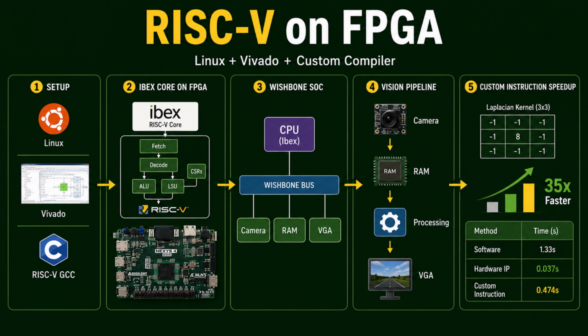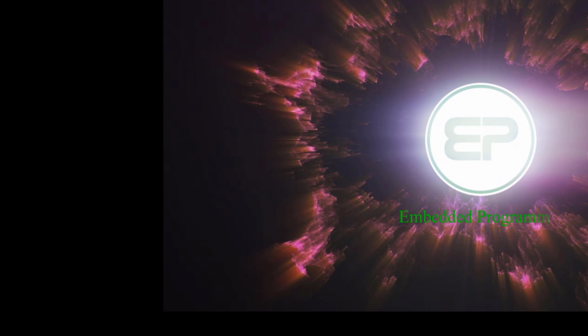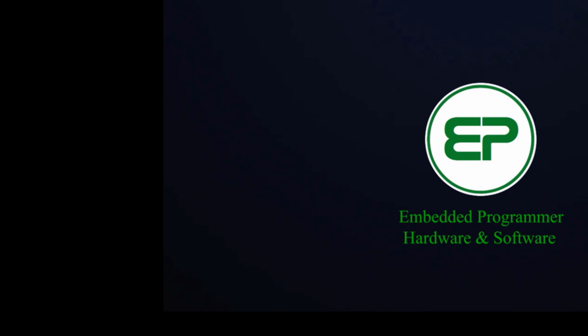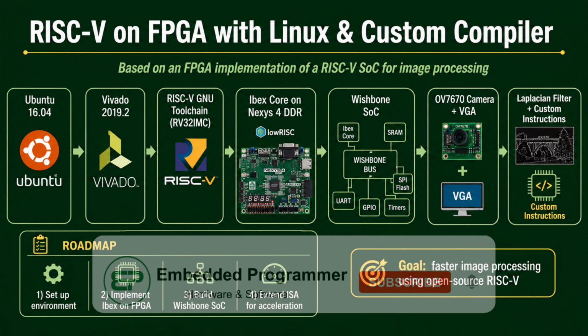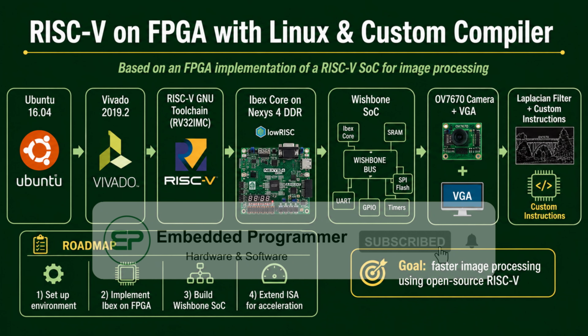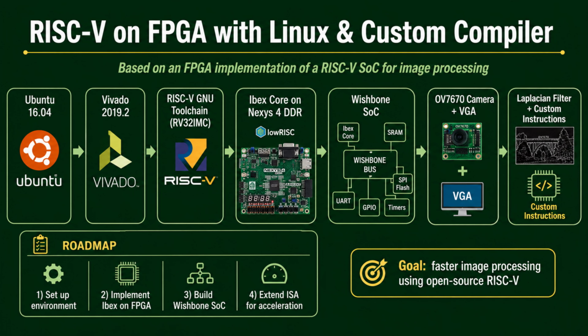In this video I'm going to show you how a complete RISC-V based system can be implemented on an FPGA, starting from the Linux development environment and ending with custom instructions inside the processor. The main idea is not simply to place a RISC-V CPU inside an FPGA. We want to build a complete system around it. This includes the processor, memory, communication bus, camera interface, VGA output, image processing hardware, and finally a modified compiler capable of understanding our own instructions.